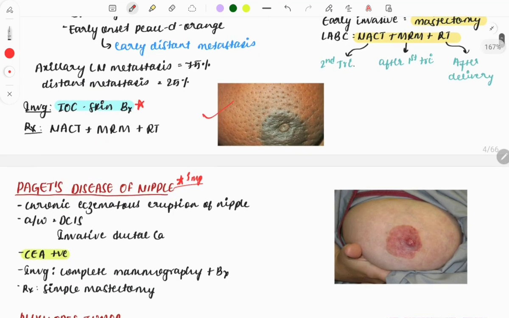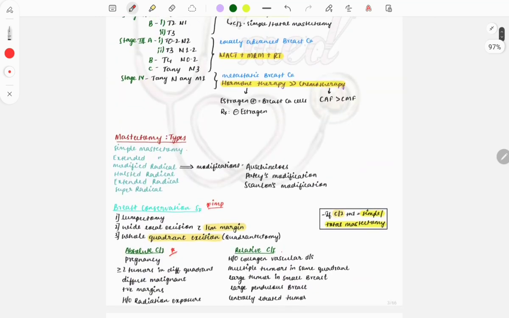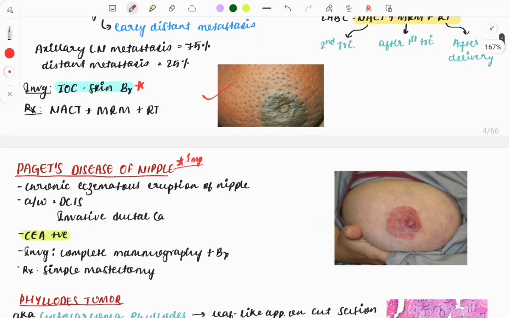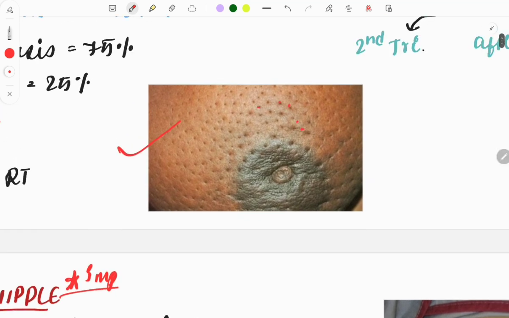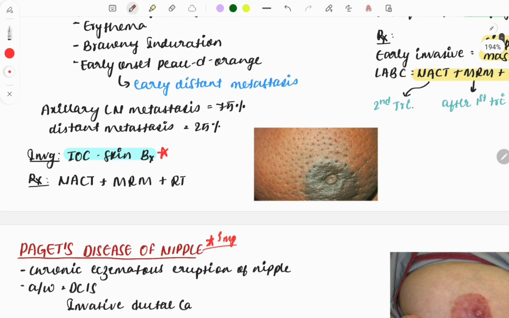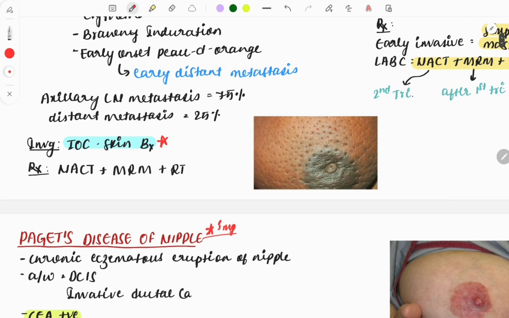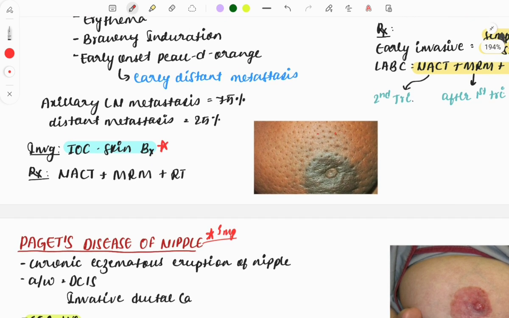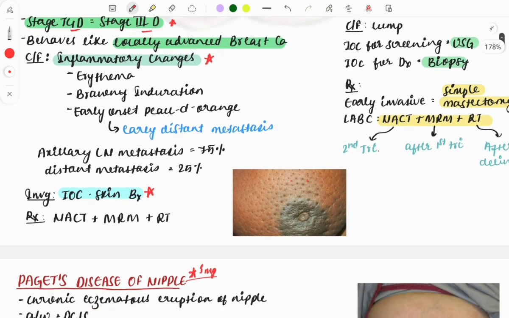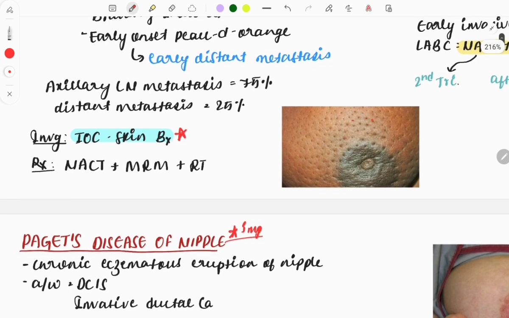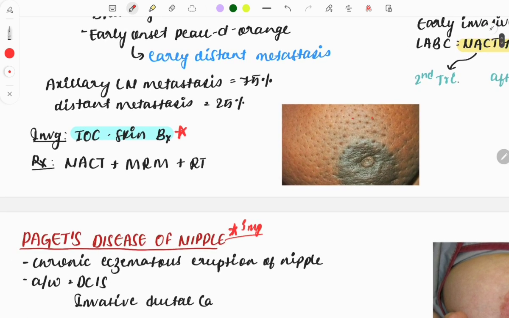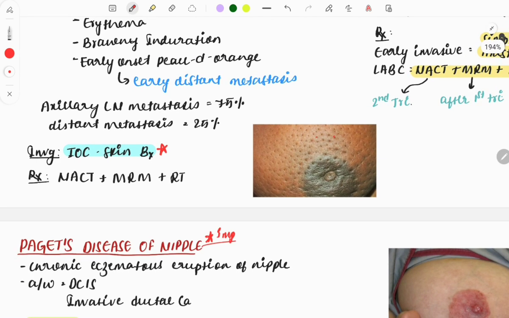Okay, so this is the image of peau d'orange, and we have already discussed above that this is an important finding of breast cancer, and you can see here that this breast appears like an orange, and you can see multiple dots like this. So image-based questions have also been asked on this feature. Then axillary lymph node metastasis associated with this inflammatory breast cancer is 75% and distant metastasis 25%. So investigation of choice is skin biopsy, and this is the treatment modality which we will be doing: NACT, neoadjuvant chemotherapy, modified radical mastectomy, as well as radiotherapy.